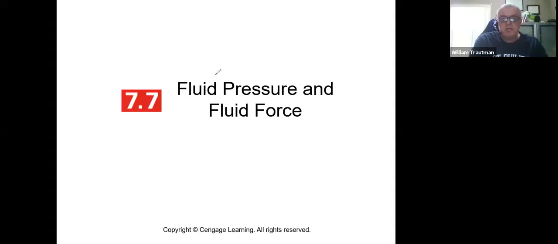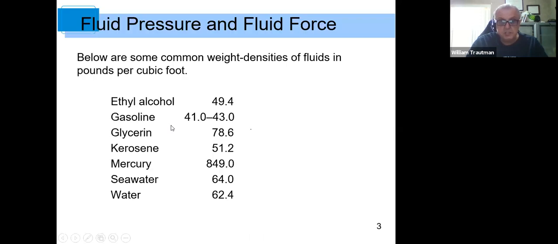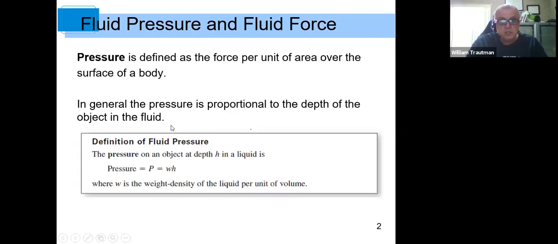All right, welcome everybody. This is section 7.7, fluid pressure and fluid force. There's a couple of formulas we need. Let's take a look. Let's start off with pressure.